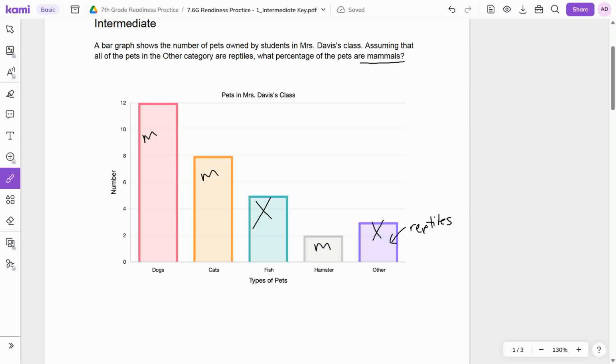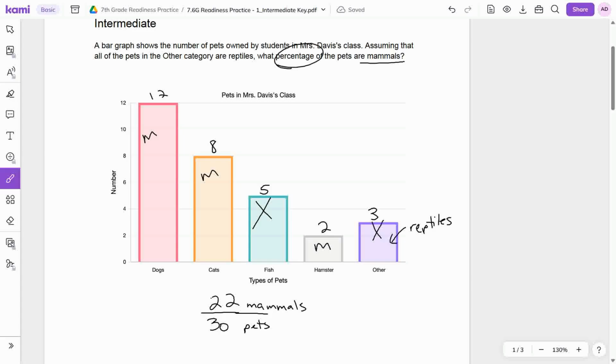And let's see. So I've got 12, I've got 8, and I've got 2. So 12, 8, and 2 is going to be 22 over what's my total? Well, let's see. This is 5, and this is 3. So 5 and 3 make 8. So almost all of them, 22 out of 30. Okay, so I'm going to just label right here, 22 mammals over the 30 pets. But the answer is not 22 over 30.